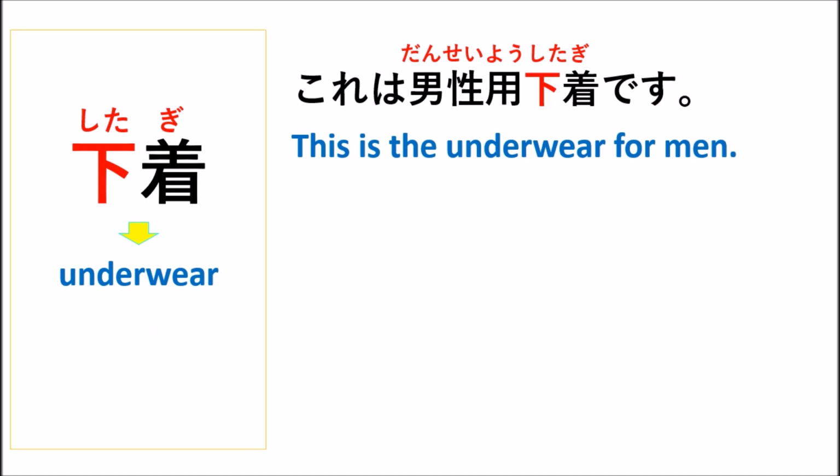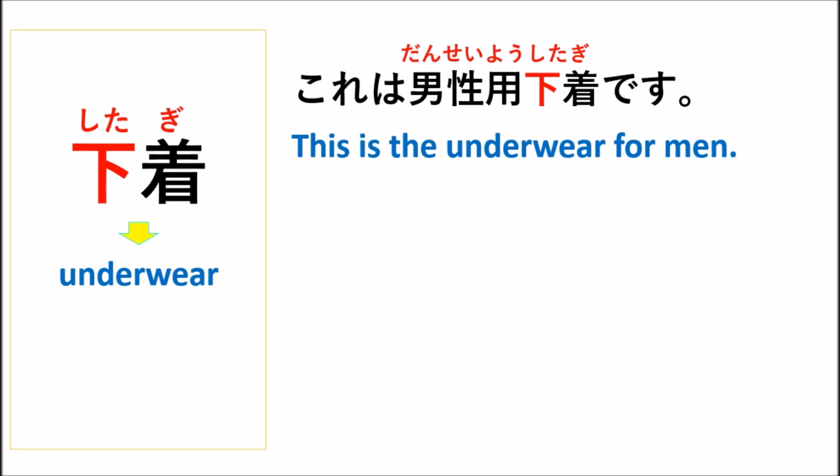The kanji of gi is from the kanji of kiku. Kiku means wear. So when you wear something, you can use kiku or kikimasu. So in here we use the kanji meaning wear and the kanji meaning under, so it can mean underwear. So shitagi means underwear.